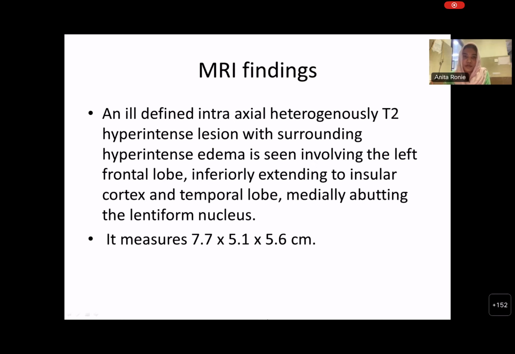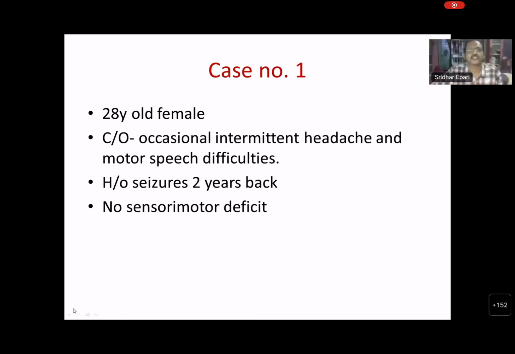Anita, what do you infer from this? We'll go back to the history. If you sum it up, a young 28-year-old lady. So what does the age signify here? What is the relevance here?